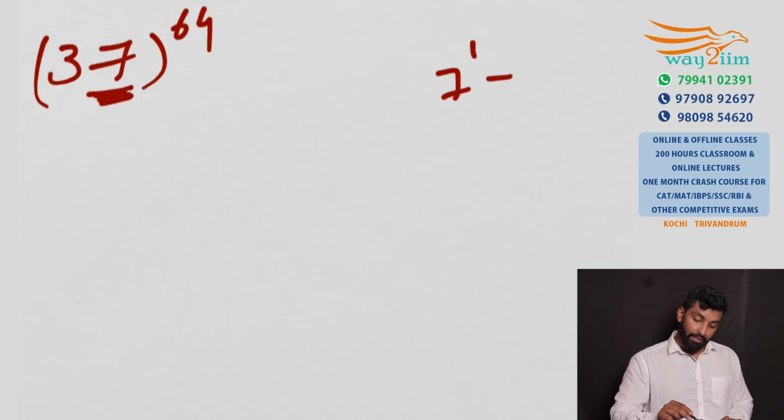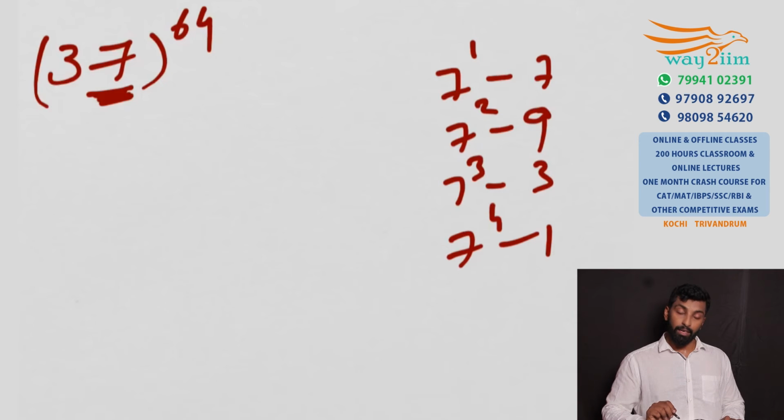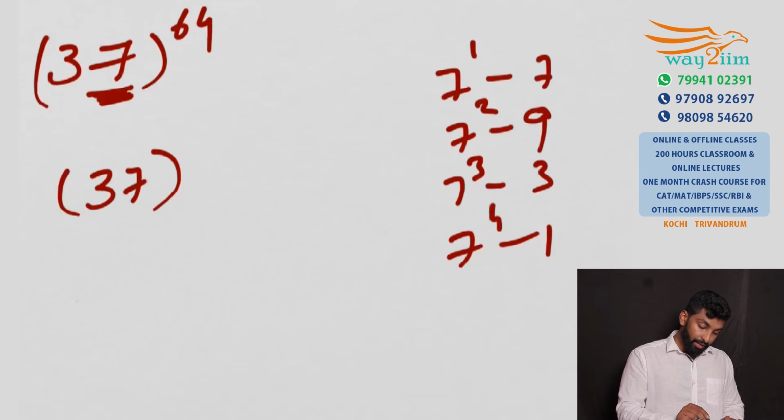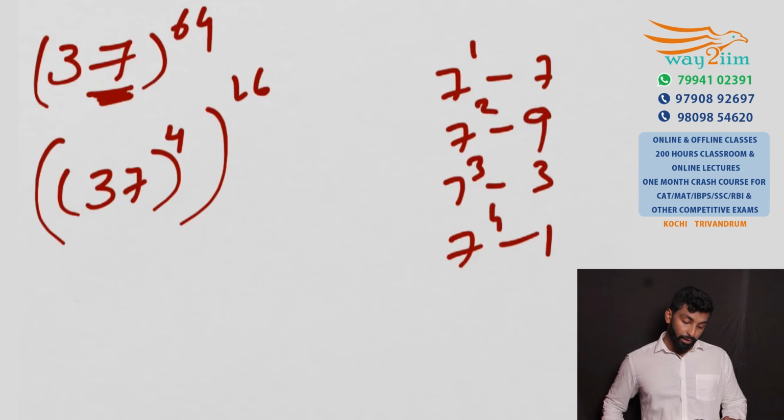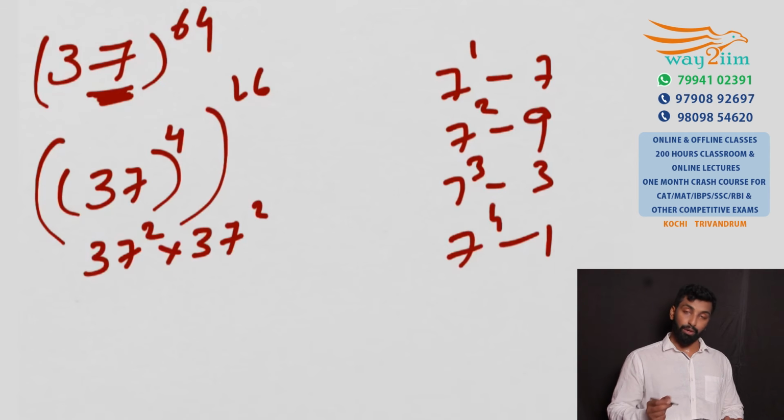We know 7 raised to 1 is 7, 7 square is 9, 7 cube is 3, 7 raised to 4 is 1. So we will write it as 7 raised to 4, right? So this is going to be 37 raised to 4 whole raised to 16. Okay, now how will you write 37 raised to 4? You will write it as 37 square into 37 square.